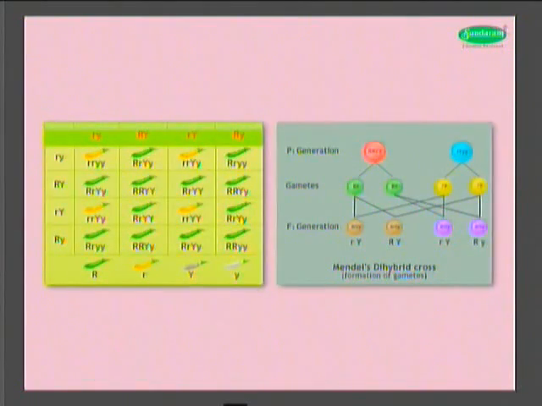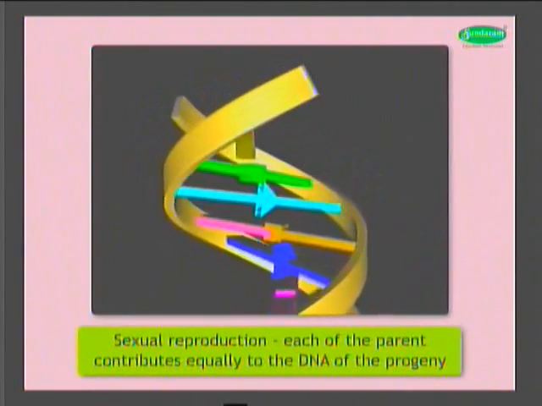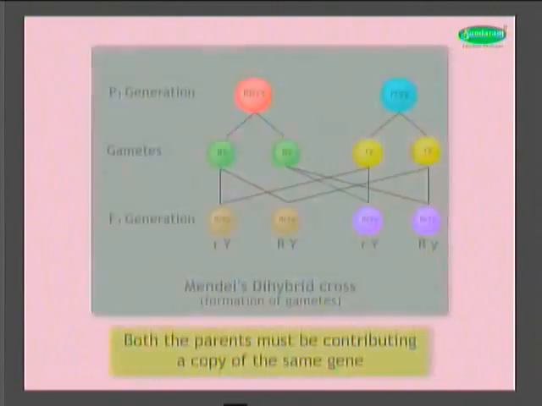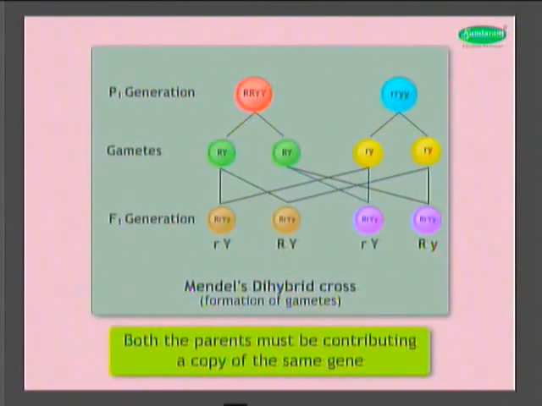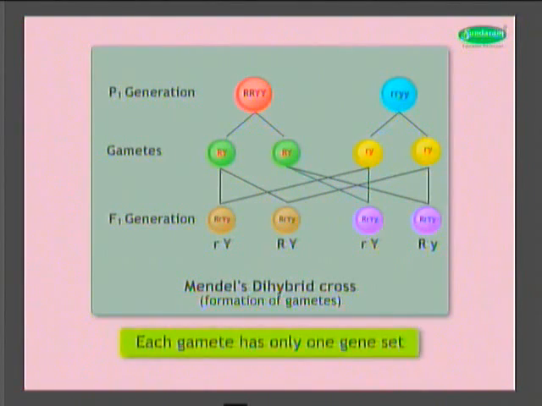The interpretations of Mendelian experiments that we discussed earlier in the chapter suggest that during sexual reproduction, each parent contributes equally to the DNA of the progeny. Both the parents must be contributing a copy of the same gene. Thus, each pea plant has two sets of all genes. Thus, each gamete has only one gene set.